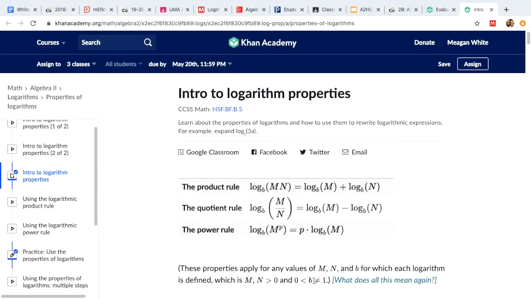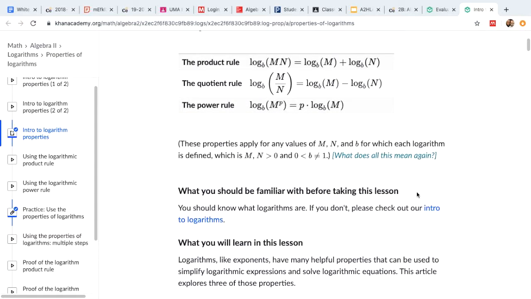And then here's something a little bit new too. As you're thinking of your m and your n, m and n must be greater than 0 for logarithms to work. They have to be greater than 0.